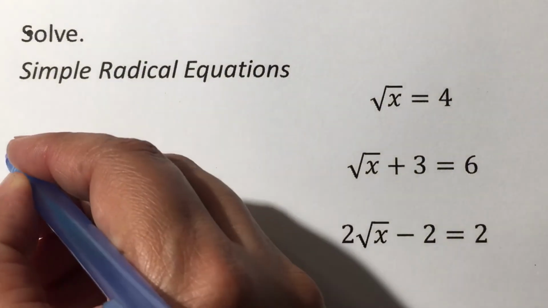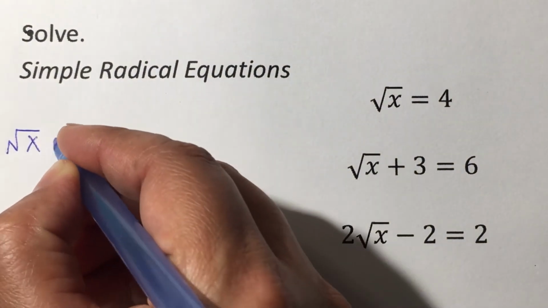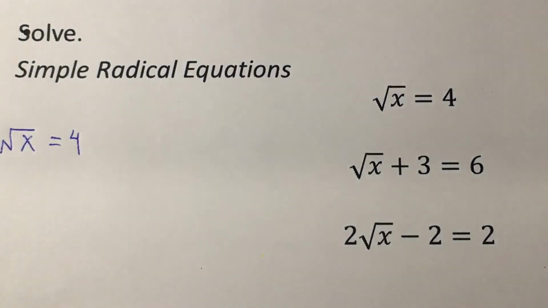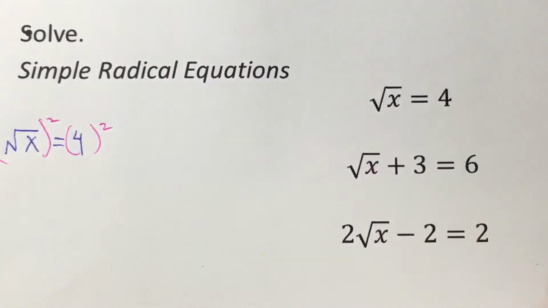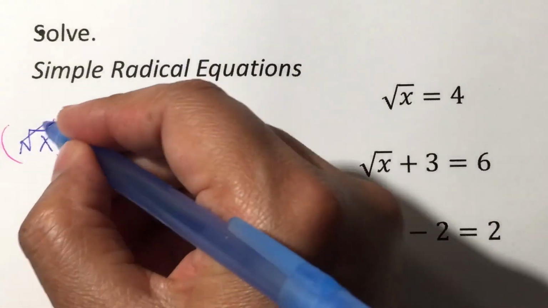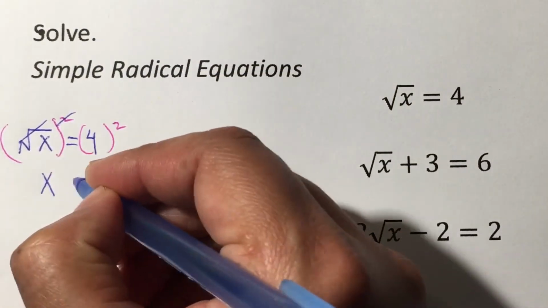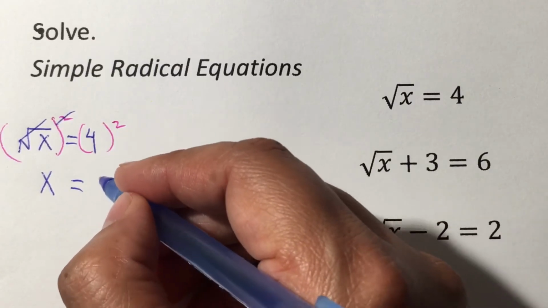Okay, let's now solve more simple radical equations without the word problems. So in here we have the square root of x equals 4. To solve for that, all you have to do is square both sides. We cancel the square root and we get x is equal to 4 times 4 is 16.